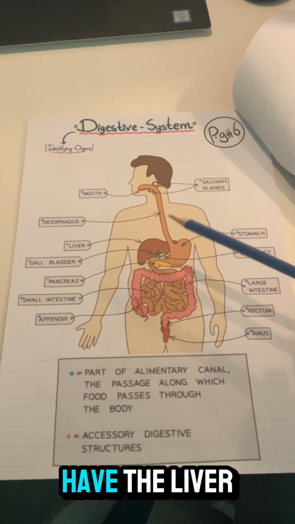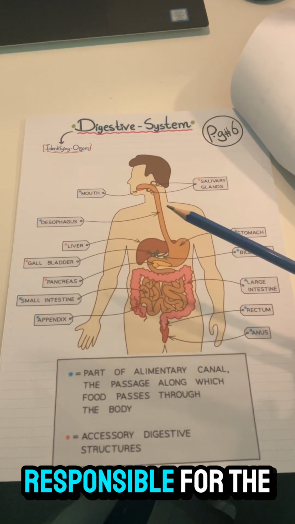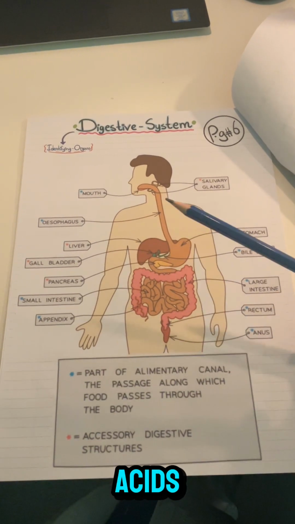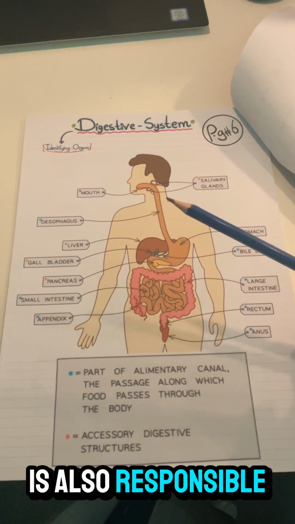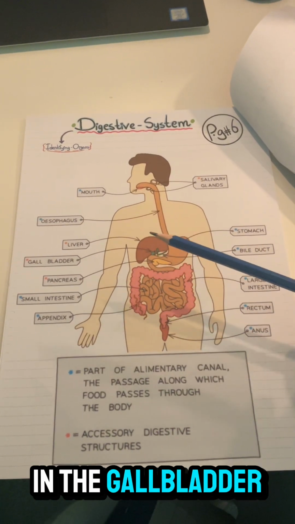Right next to the stomach, we have the liver. The liver is very important because it is responsible for the deamination of amino acids, yes, and it is also responsible for producing bile and storing it in the gallbladder, okay?